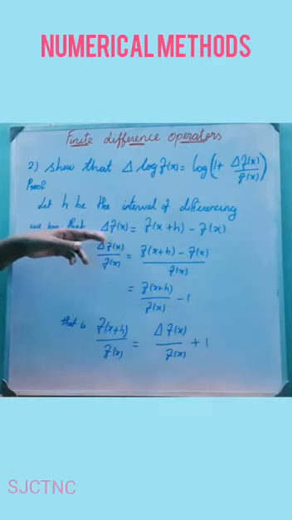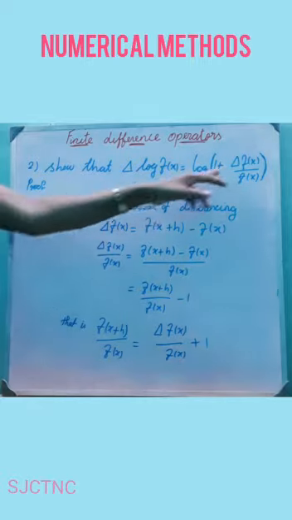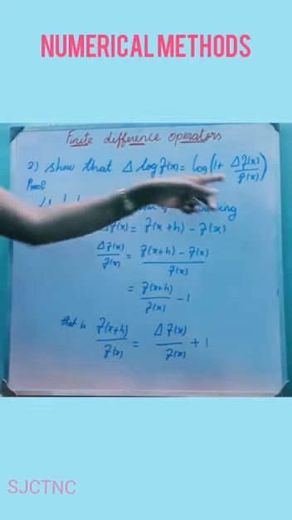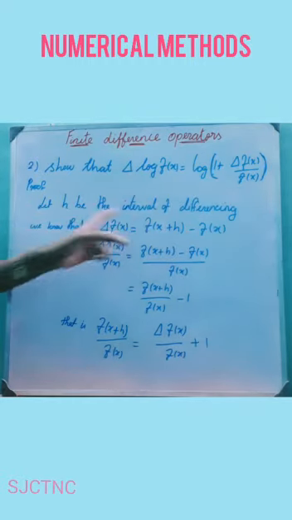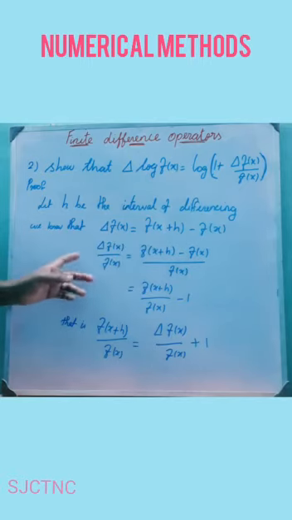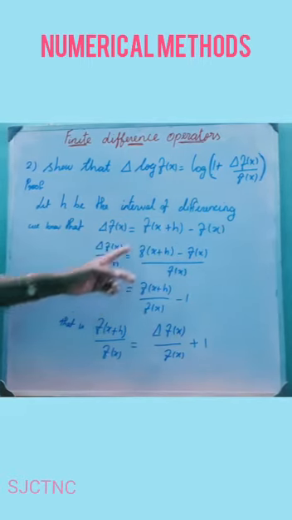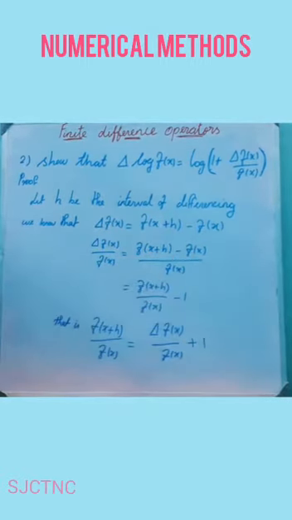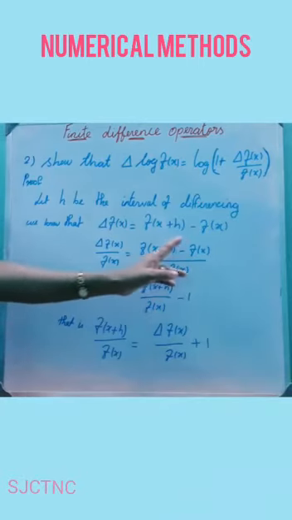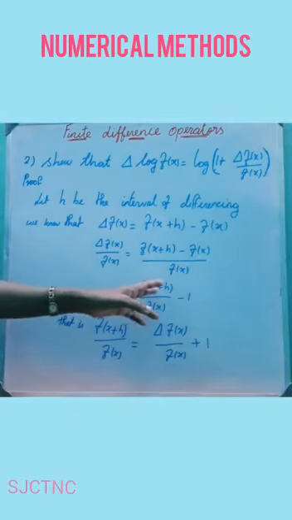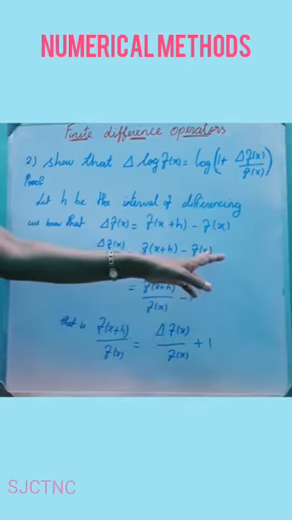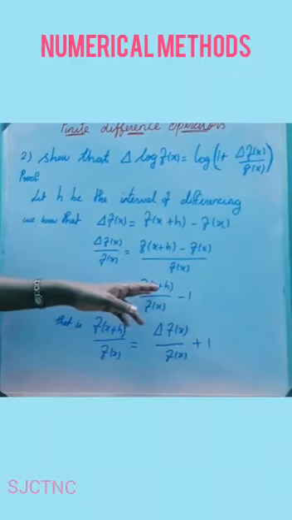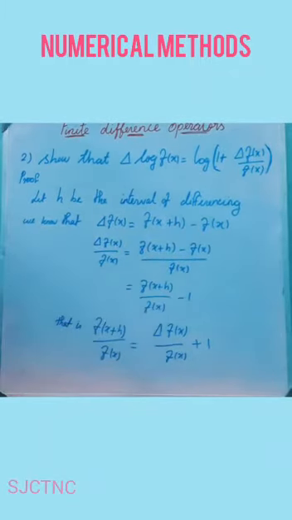So first write the formula of forward differencing of f of x. Forward differencing of f of x is f of x plus h minus f of x. Now we need a fraction, so divide by f of x on both sides of the equation. We get del f of x divided by f of x, and on the right hand side f of x plus h minus f of x divided by f of x. Separate the fraction: f of x plus h divided by f of x, and f of x divided by f of x, which is equal to 1. So we have f of x plus h divided by f of x minus 1.